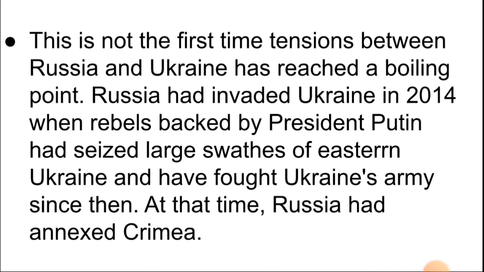After that, we all know that this is not the first time that tensions between Russia and Ukraine have reached a boiling point. Russia had invaded Ukraine in 2014, when rebels backed by President Putin seized large swathes of eastern Ukraine, like the Donetsk and Luhansk region, and have fought Ukraine's army since then. And at that time, Russia annexed Crimea.